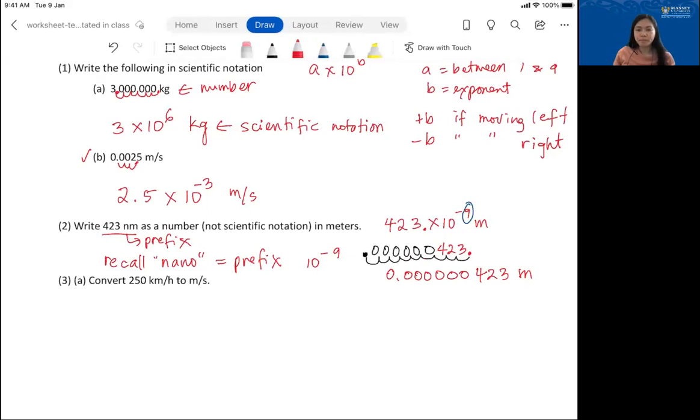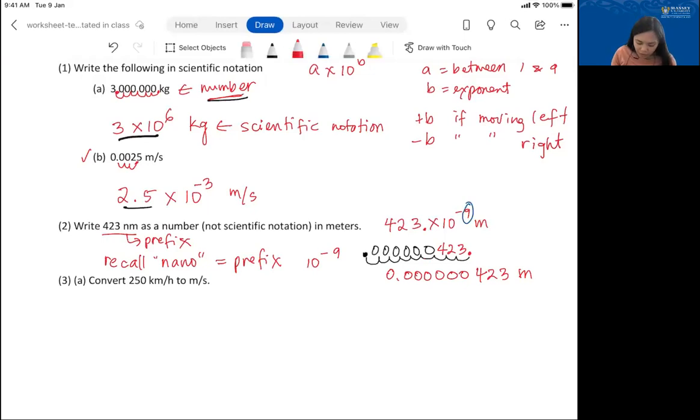Right? Okay, so those are the 3 ways of writing a physical quantity as a number itself, like in 1A and 1B, or as scientific notation, or as a prefix form. And you would be expected to know how to convert from one form to the other.